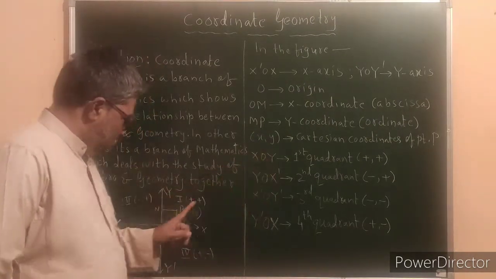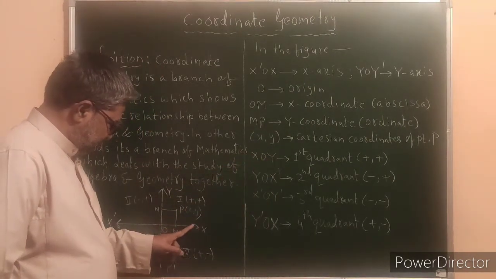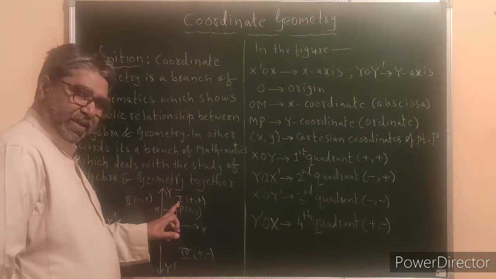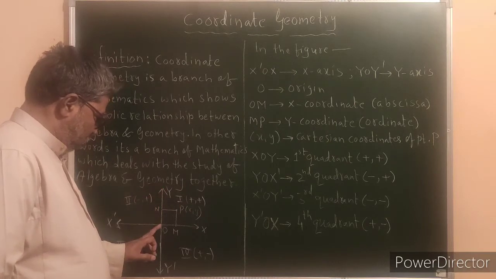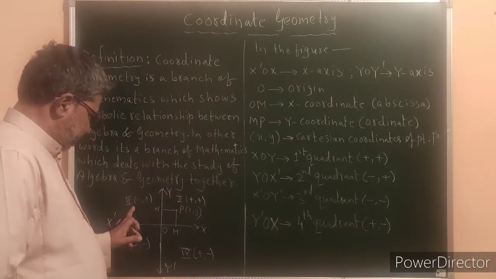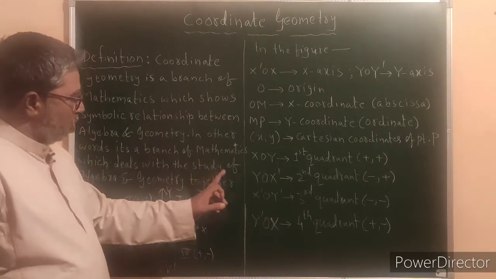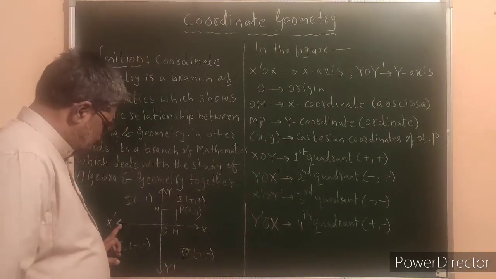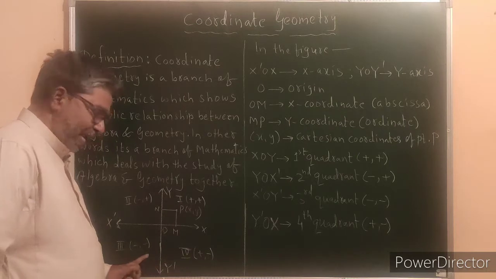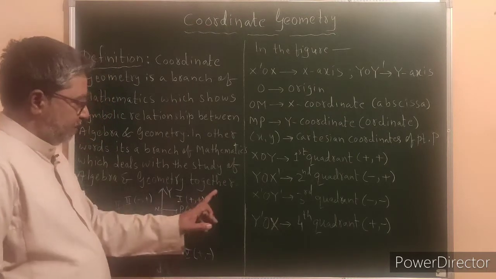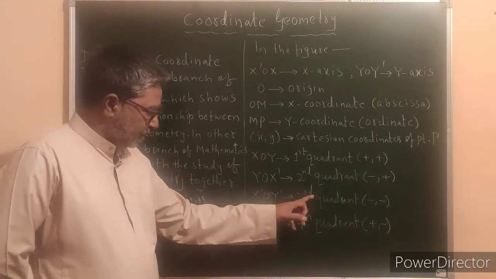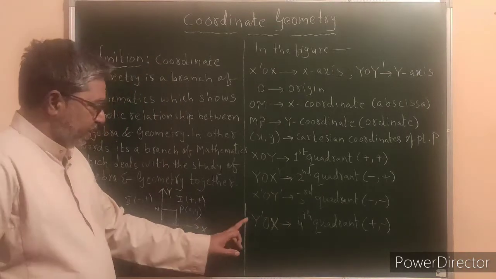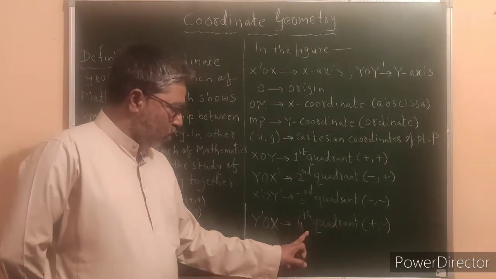Now X, O, Y in this figure, this part is called the first quadrant. Then Y, O, X dash is called the second quadrant. X dash, O, Y dash is the third quadrant, and Y dash, O, X is the fourth quadrant.